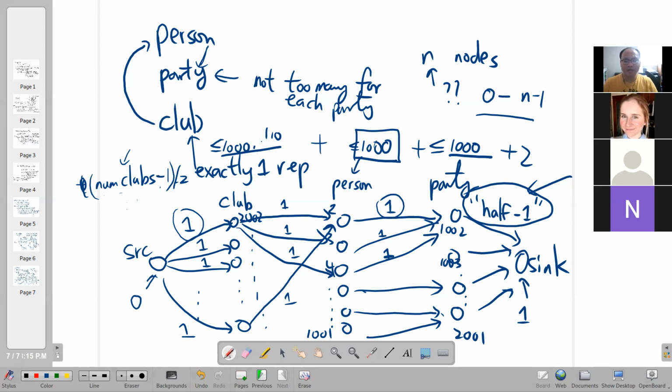I write half minus 1 in double quotes because when the number of clubs is odd, half of something that's odd actually has fractions. So it's not exactly minus 1, it's kind of like minus 0.5. That's why I put things in quotes. So it's all kind of complicated. But before I show you the code, are there any questions on this graph, the way that this graph is set up?